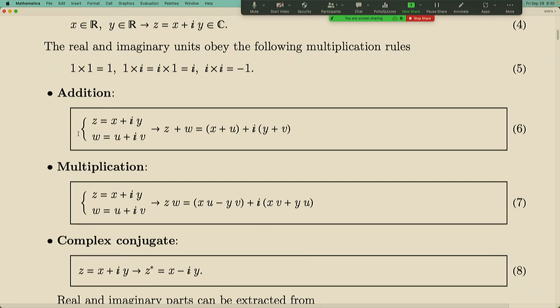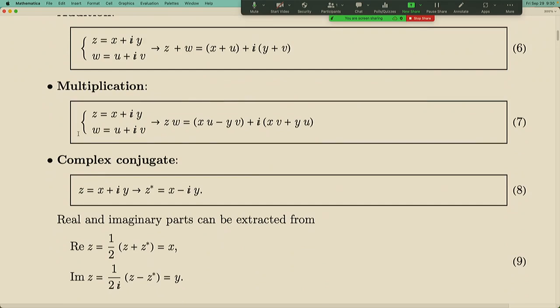You can show that, for example, if z and w are these two complex numbers, they multiply together to give this result. And then complex numbers can also have an operation called complex conjugation or complex conjugate. You have a z, which has a real part and an imaginary part. The complex conjugate of this complex number is another complex number which has the same real part and opposite imaginary part, meaning that the imaginary part gains a minus sign.